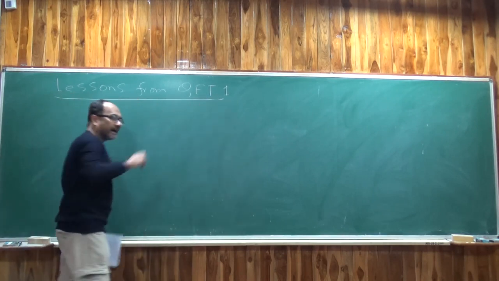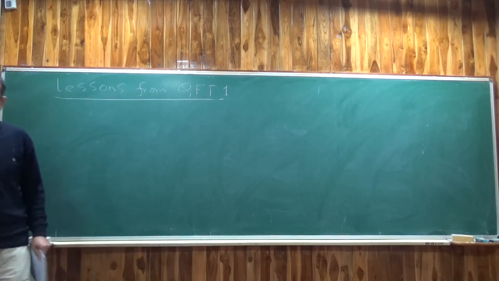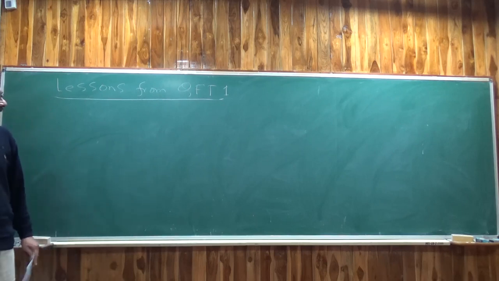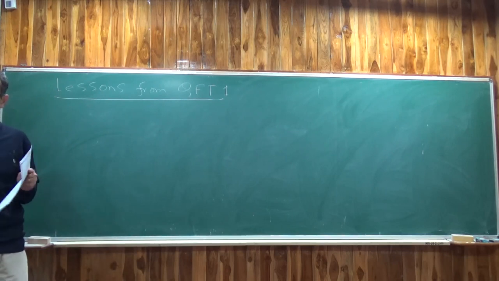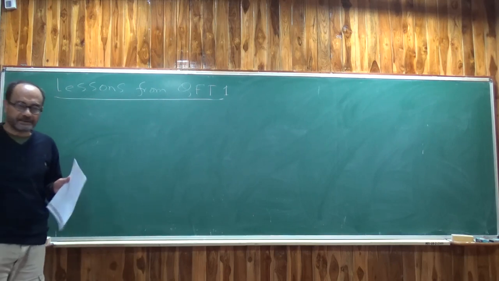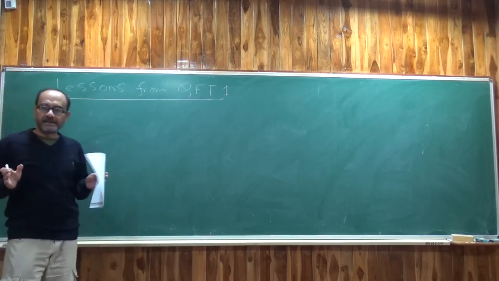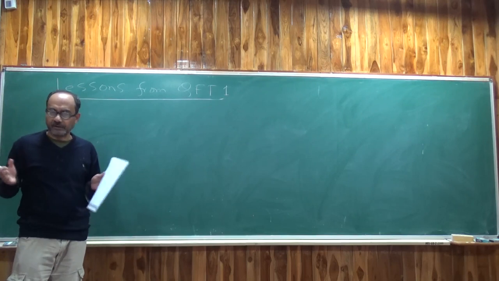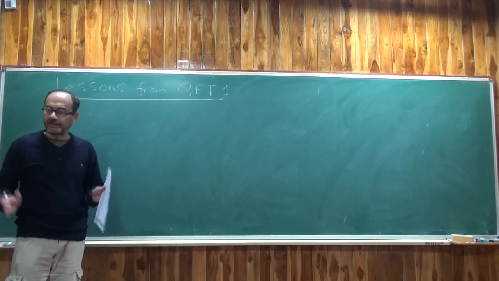QFT1 essentially you can divide into two parts. One is the general formalism, and in that context, you probably learned that one of the main ingredients of quantum field theory is a Green's function. Green's functions are important because given the Green's function or correlation function, you can extract most of the information about the theory from there.